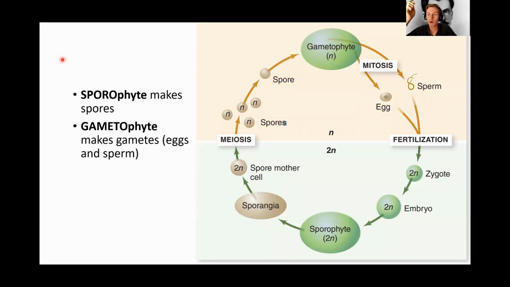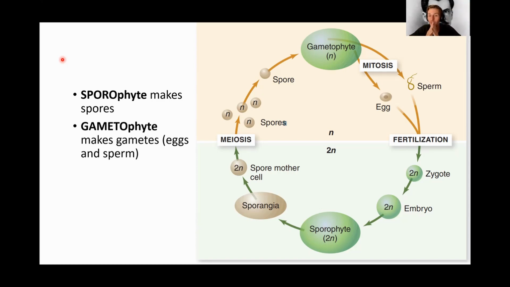In the haplodiplontic life cycle of a plant, the gametophyte is haploid, okay? A gametophyte is a structure of a plant. It makes gametes, and gametes are eggs and sperm. An egg and a sperm cell combine to make a zygote that is diploid. So two haploid cells come together and make a zygote that is diploid. And that grows into something called a sporophyte, which is a diploid structure of a plant.